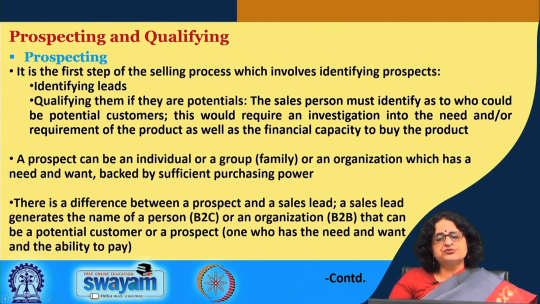Now, let us go into this process in detail, and we'll first start with the first stage, which is prospecting and qualifying. Prospecting is the first step of the selling process, which involves identifying prospects. We start with identifying leads, and qualifying them if they are potentials. So the salesperson must identify who could be a potential customer. This would require an investigation into the need or want or the requirements of the product, as well as the financial capacity to buy the product.